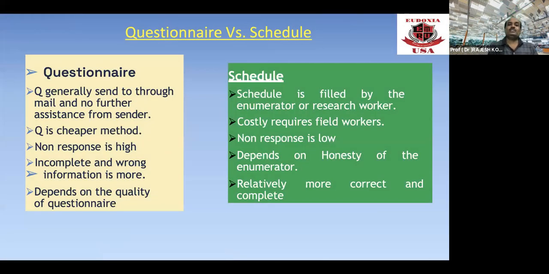Next, questionnaire and schedule. Usually we send a questionnaire through mail, so of course it is cheaper, but non-responses will be more, because they may or may not respond, depending on the quality of the questionnaire. But a schedule is filled by the enumerator or the research worker. It is costly and requires field workers because you have to train them. It needs time, money and other resources. Non-response is very low, which is very important, because the trainer goes and collects the data from the samples, so it is relatively more correct and complete in nature.